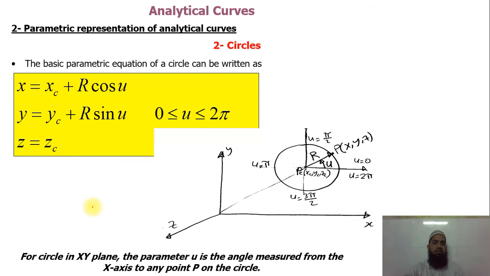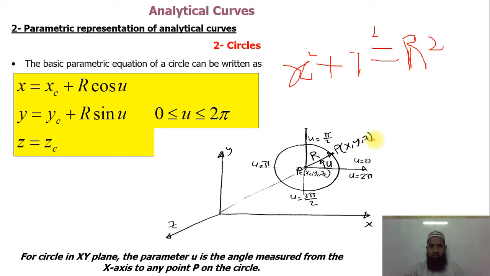Next, circle. As we all know, a circle having radius r has the analytical, non-parametric equation x square plus y square equal to r square. Here I am representing the circle with respect to x, y and the value of z.